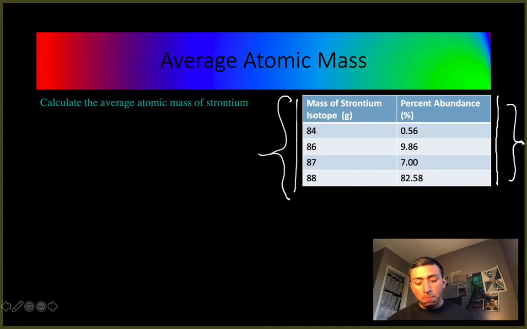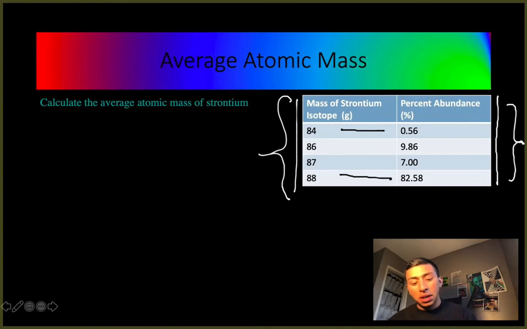And so really, the first thing you want to do is just try to understand what these percent abundances mean. And this is what they mean. Like 82.58% of the time, strontium-88 is found in nature. 0.56% of the time, strontium-84 is found in nature. And so on and so forth for these other two values here. And so that's really what they're indicative of.